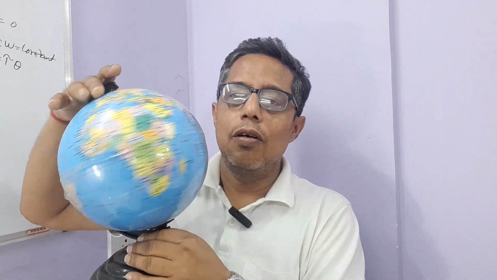So what actually is rotation? Let me take a classical example: this is a globe. This globe is rotating about its axis. Rotation means the globe is not changing its coordinate positions. This part is not changing position, right? So there is no translatory motion now.